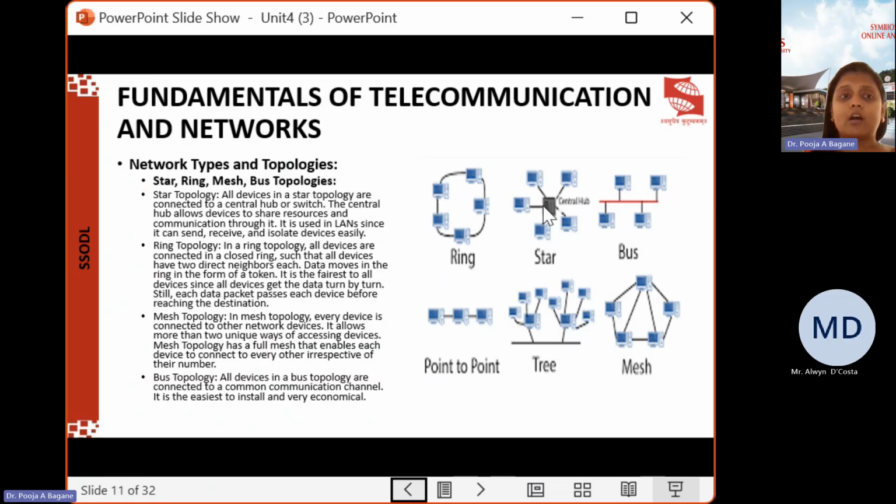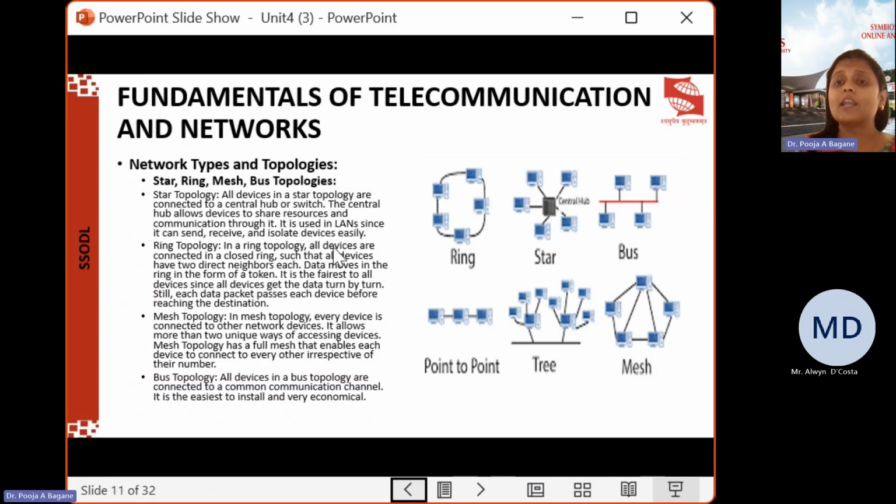There is one central hub or switch, and to this central hub multiple computers are connected, but everyone is connected to the central hub only. That is called a star topology. So we can say that all devices in a star topology are connected to the central hub or switch. The central hub allows devices to share resources and communicate through it. It is used in a LAN since it can send and receive and isolate the devices easily.